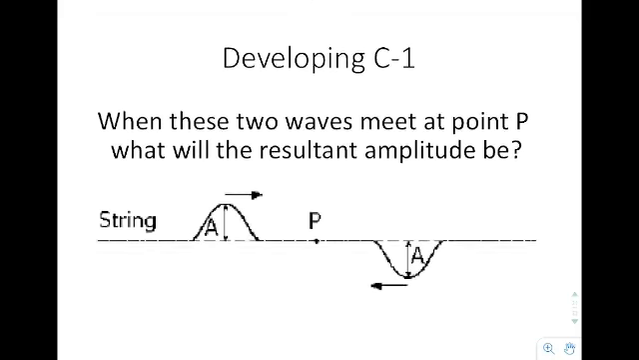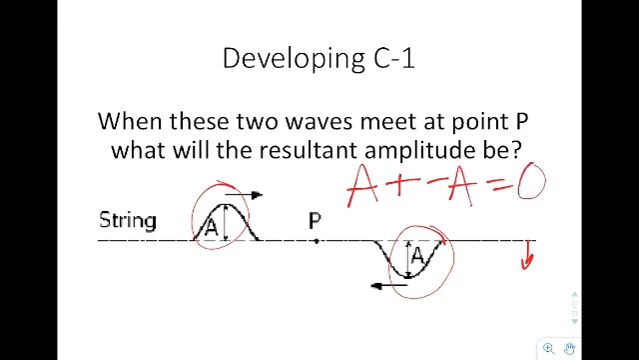So in this one it says, when these two waves meet at point P, what will the resultant amplitude be? If you were to look, you have an amplitude of A, and you have an amplitude of -A. I know it's minus because it's underneath the x-axis. So when I take A and I add -A, I get 0. So the resultant amplitude is 0, or there is no wave.